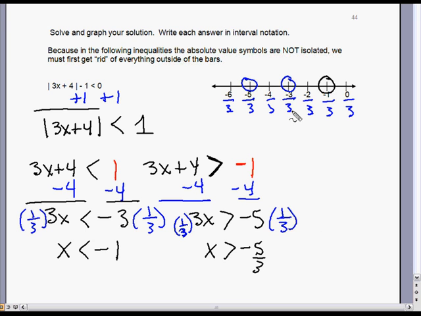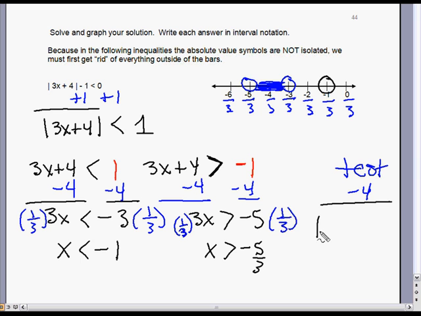Both these circles are open because it is strictly greater than, strictly less than, there's no or equal to, and I want the numbers that are between these two. How do I know that? Well, let's test -4 in the original equation.